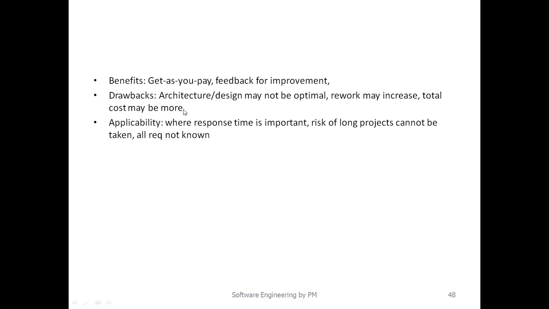Some of the drawbacks: the architecture design may not be optimal, because we keep improving with more functionalities, more operations. Correspondingly, the design has to be changed and revised. We have to rework the previous design, so it is time consuming. Also, since the time is exceeding, the cost may become more when we keep adding more and more functionalities like this.